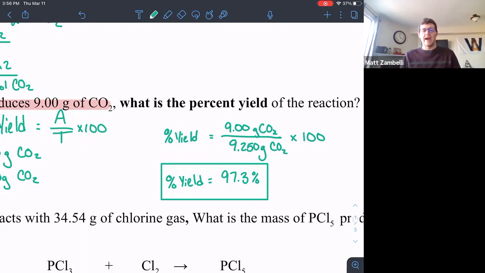Now, what if it was like 37.9% yield? Is that a good lab? No, probably not. You did a lot wrong. There were a lot of mistakes going on. And somehow you did not make enough product. Somehow we lost something. Either we're spilling it all over the place, we didn't actually mass it out correctly, something went wrong. What if it was like 130% yield?